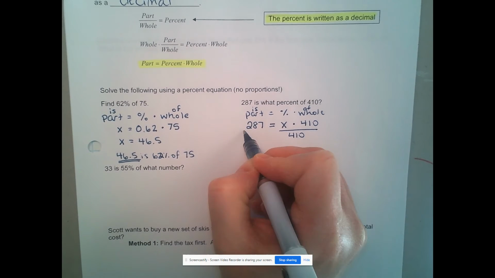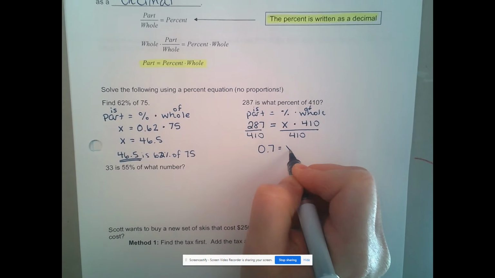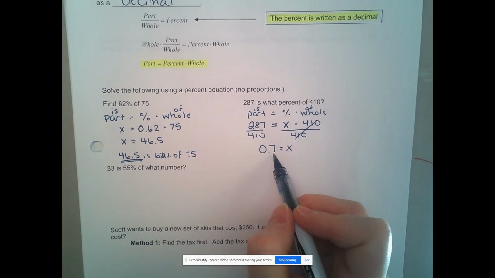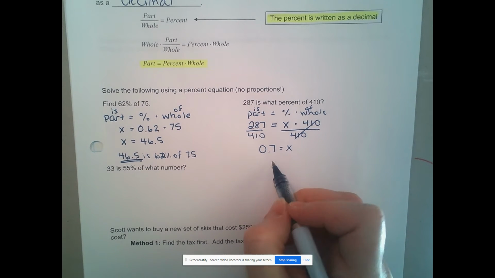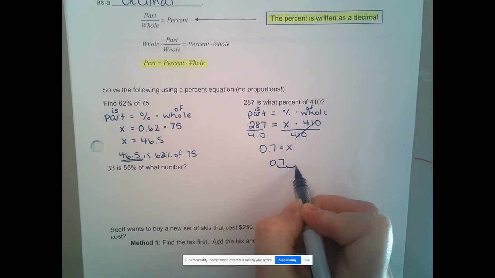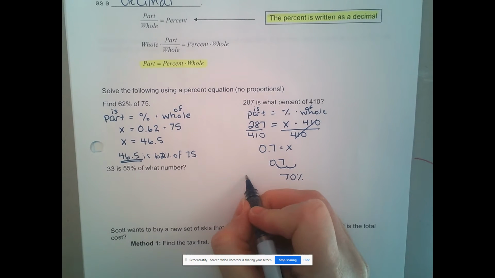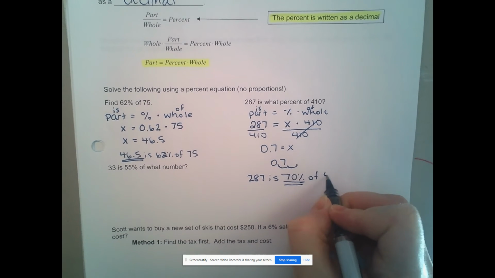It is a one-step algebra problem, and I would get 0.7 equals x, because the 410 on the right divided by 410 cancels. And you would need to know that that 0.7, the thing you were looking for, was a percent. And so 0.7 is actually, move it over two places, 70%. Your answer, the thing you were looking for, is 70%. 287 is 70% of 410.